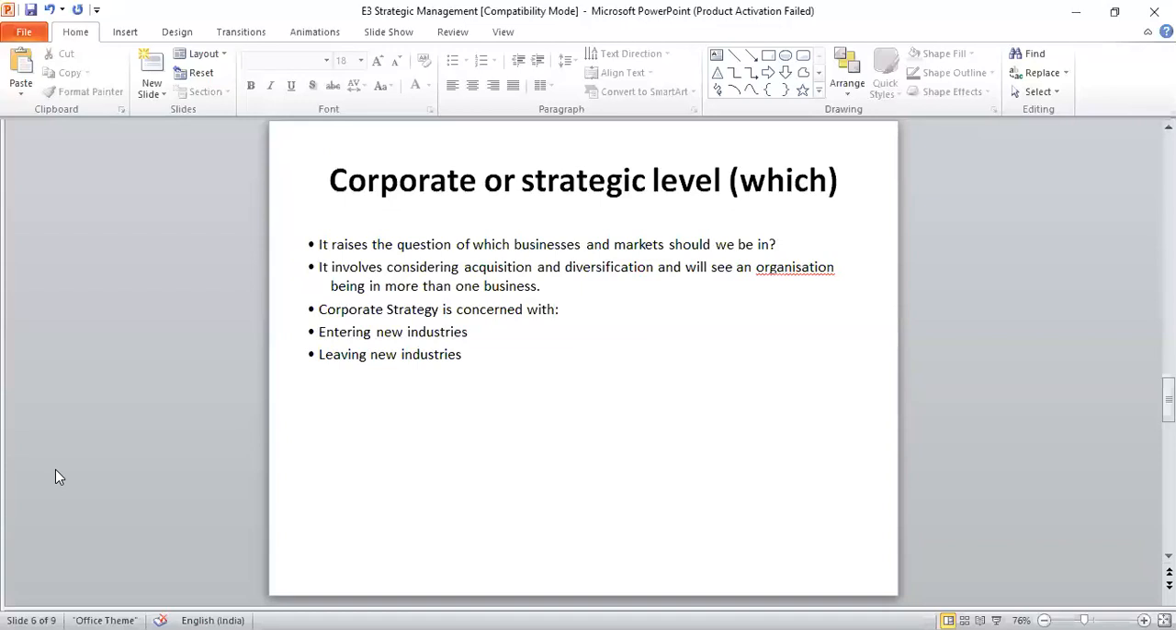So, is it about diversification? Is it about acquisition? An organization being in more than one business is about diversification. So, are they planning to acquire another business and grow at a faster pace, or thinking about diversifying into various areas and various zones and then companies and then products and then grow? Is that what is planned for the organization?